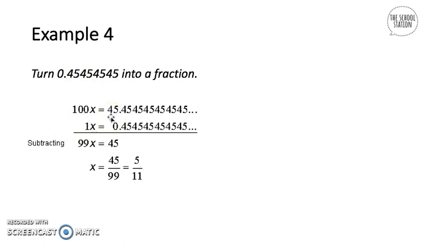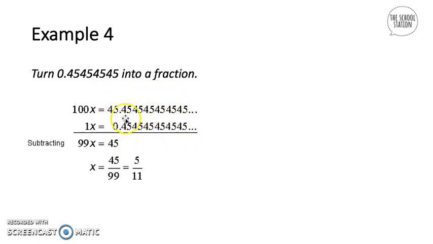Since there are two numbers recurring, we have to do 100x, because we add two zeros after the 1 to make it 100x. If we do 100x, we will be taking the decimal point and moving it two places to the right. So it would be 45.45454545 and so on. If we did 10x, however, it would be 4.545454, and that would destroy the pattern.